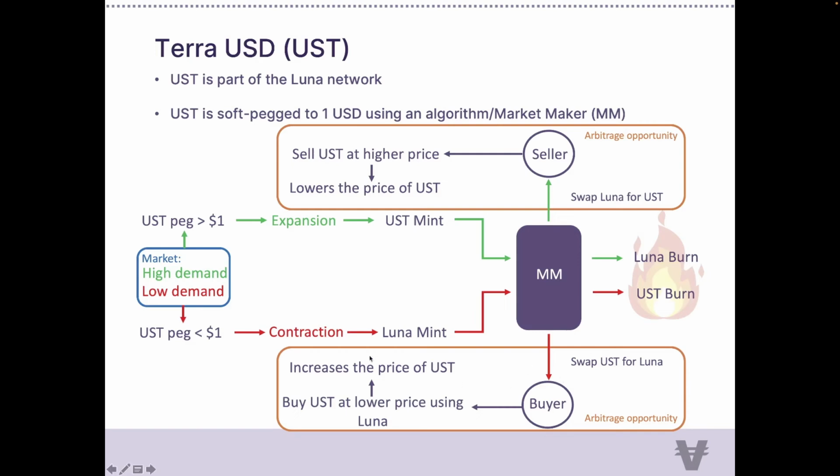And mainly the contraction is a very important event, as we will talk about in the fall, or why the Luna network fell, and why there was a low demand. So with contraction, once again, Luna will be minted, USD will be burned, and then people could use that Luna, so they sell the Luna, buy USD, keeping that USD peg to $1.